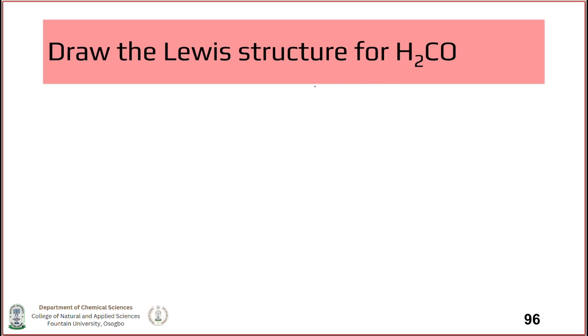Now for H2CO, we need to determine which atom is going to be the central atom. And of course, carbon is the least electronegative between carbon and oxygen, so carbon will be the central atom. Of course, hydrogen will always be at the terminal. So 2 hydrogen atoms, 1, 2, we'll put them, and then 1 oxygen atom, like this. So everything is fine. We put all the single bonds already.